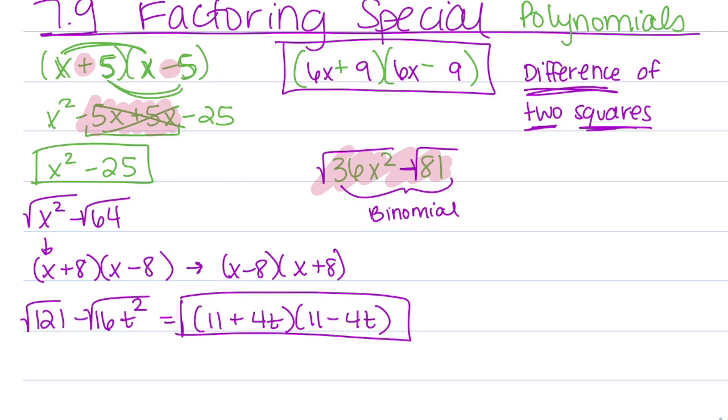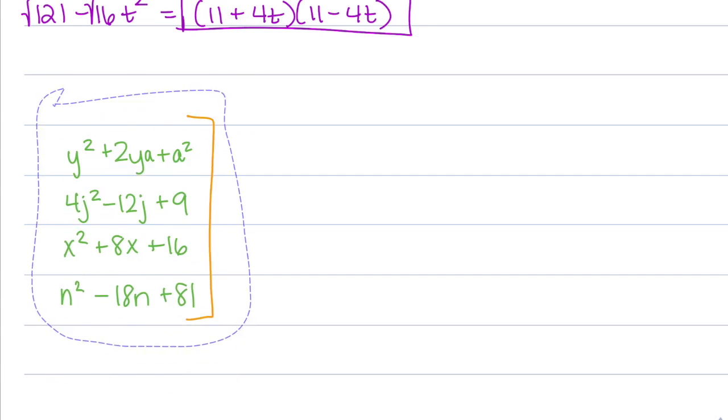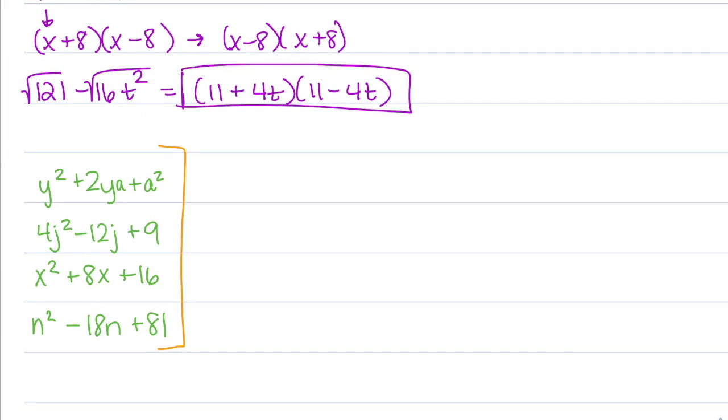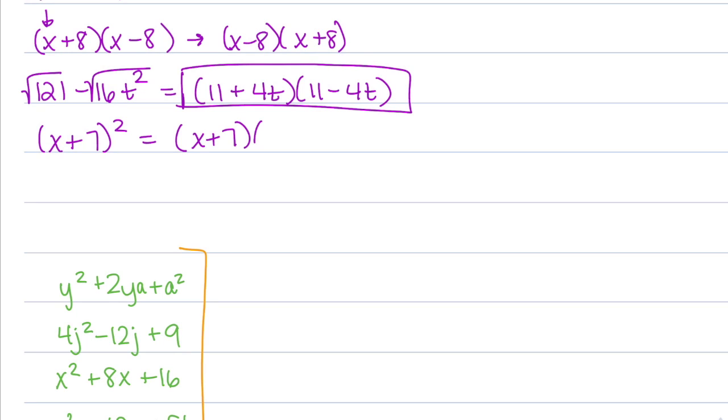Now, we also talked about these trinomials down here. Let's do an example where we have x plus 7 quantity squared. That would be x plus 7 times x plus 7. So we get x times x is x squared plus 7x plus 7x plus 49.